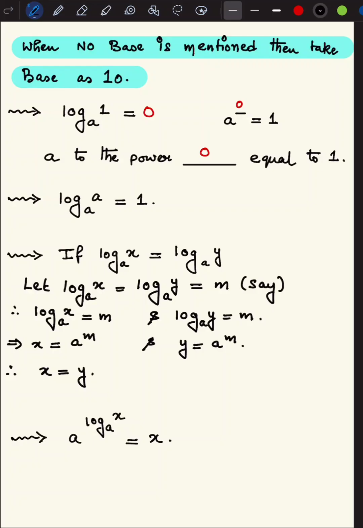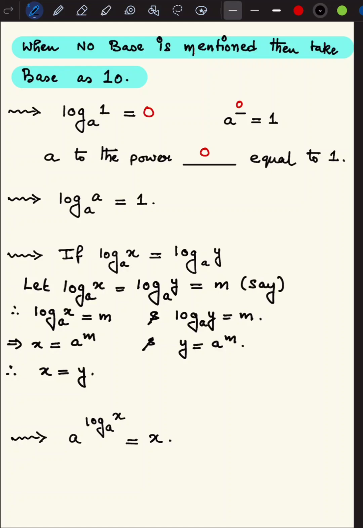Let log x base a is equal to log y base a equals m. We are taking this as m, therefore log x base a is equal to m, and log y base a will also be equal to m. Therefore x will be equal to a to the power m, and y will be equal to a to the power m. So both of these are equal to a to the power m, therefore we can say that x equals y.